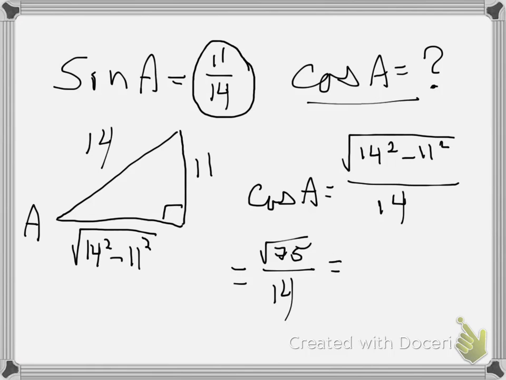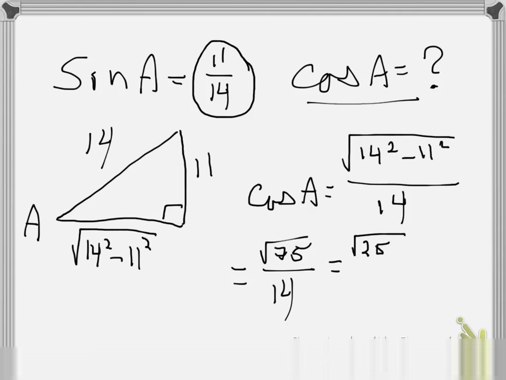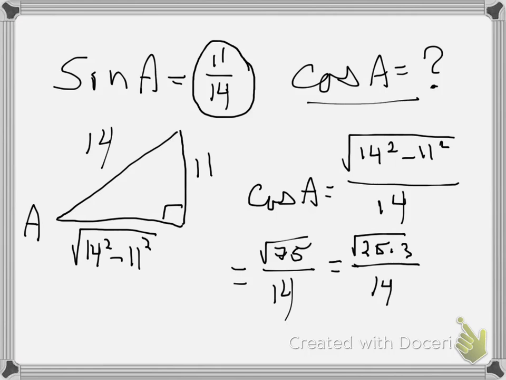So what we need to do is simplify that square root of 75. Let's remember that 75 is 25 times 3. And that's all over 14. Well, the square root of 25 is 5. Square root of 3 is the square root of 3, and that's all over 14. And that is the correct answer.